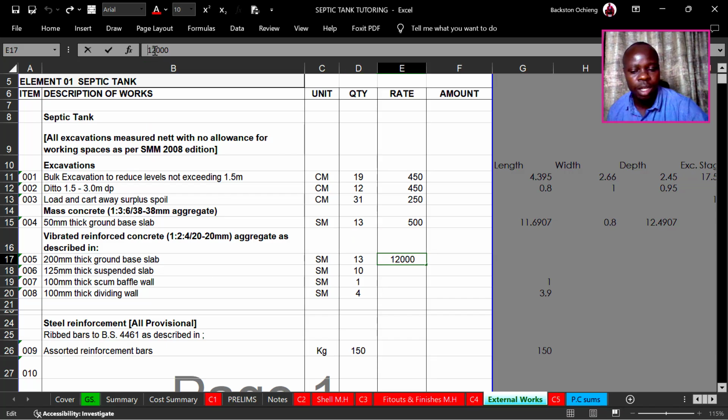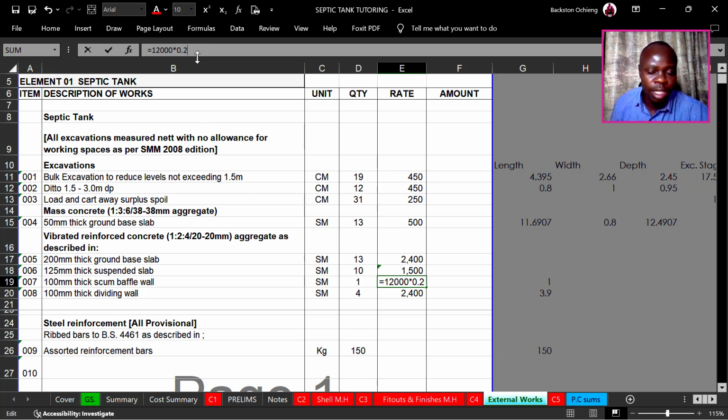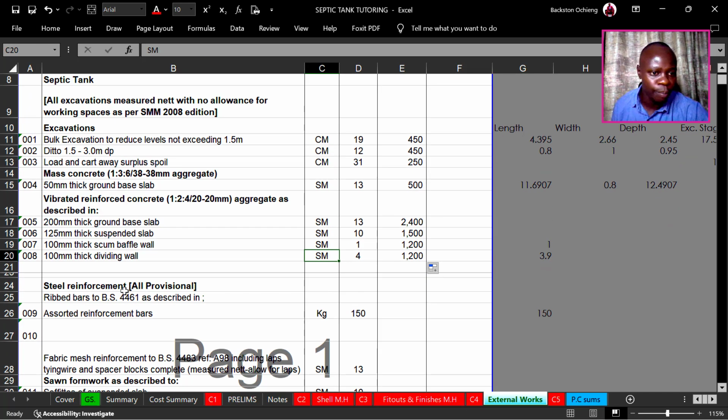per cubic meter. So we'll prorate, so 12,000 multiplied by 0.2, which is the thickness. Prorating means take the rate per cubic meter, then you multiply by the thickness in this case to convert that rate from cubic meters into square meters. So that is how you do that. I'll repeat the same for the rest, but now I just convert according to the thicknesses. This is 1.125, and then this other one is 0.1, and this other one as well is 0.1.